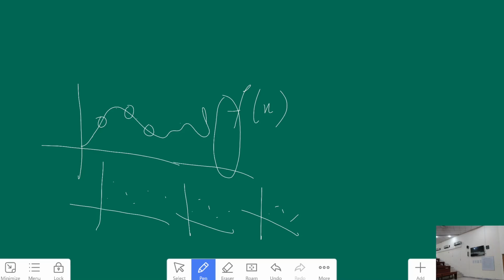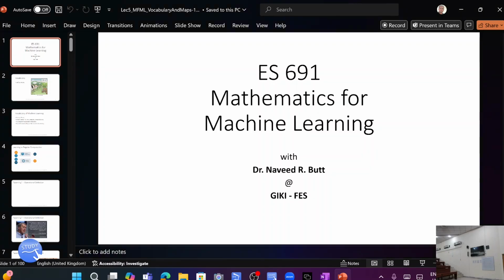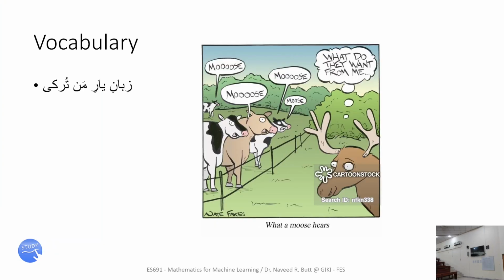Today's lecture is mainly about vocabulary. Vocabulary क्या होती है? You know, right? Dictionary में जो लिखी होती है. Vocabulary is the language, the terminology. So often एक field के लोग दूसरे field को क्यों नहीं समझ पाते?